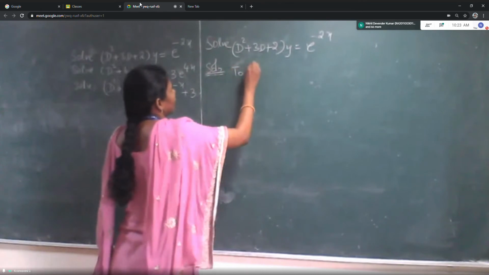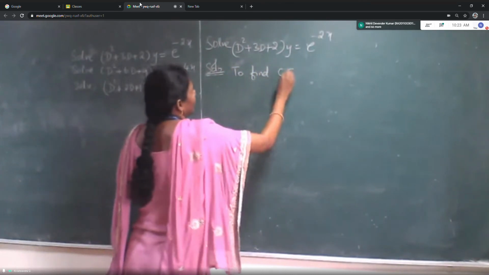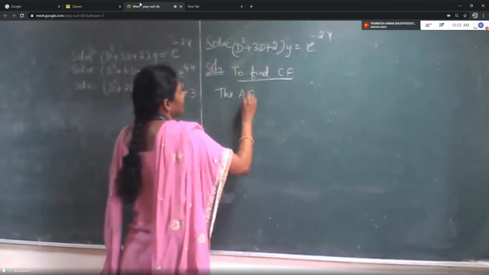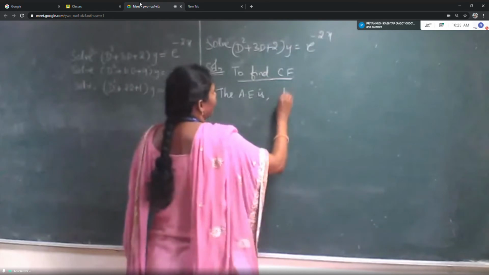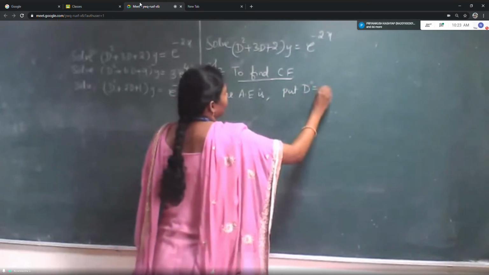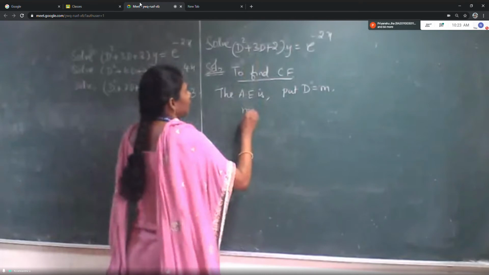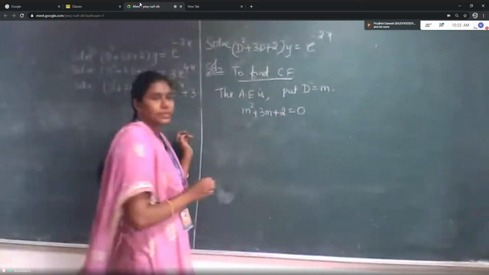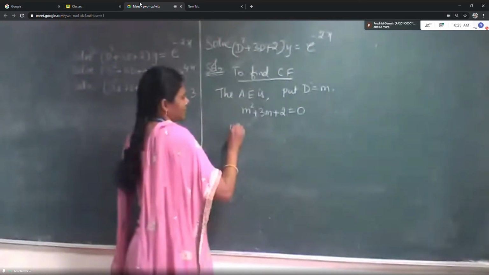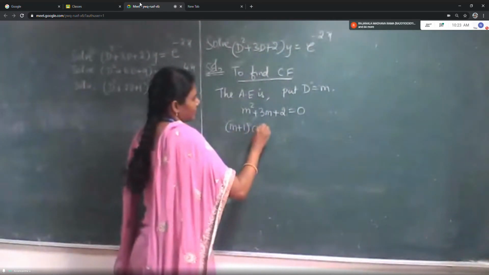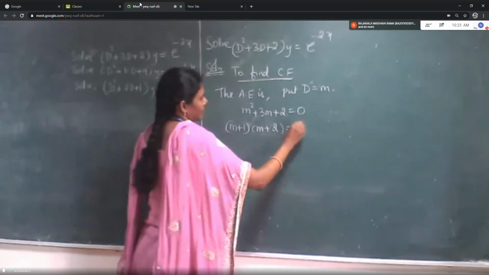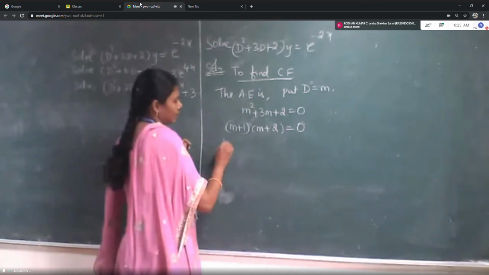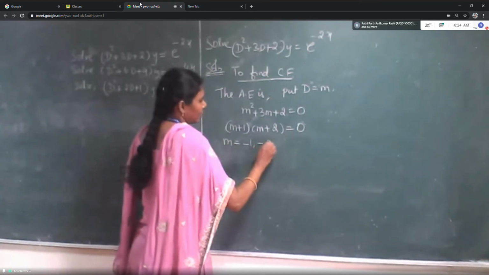First is CF. The auxiliary equation is, by putting D equal to m, M square plus 3M plus 2. What are the roots? M is equal to minus 1 and minus 2.